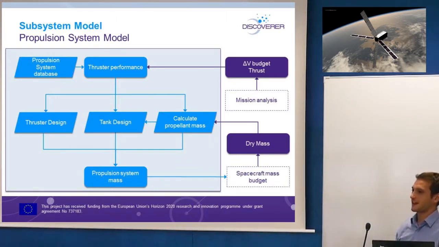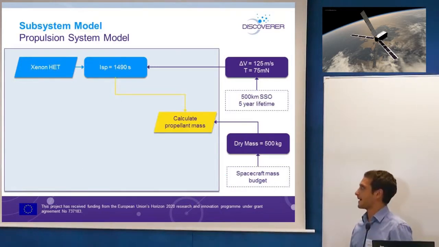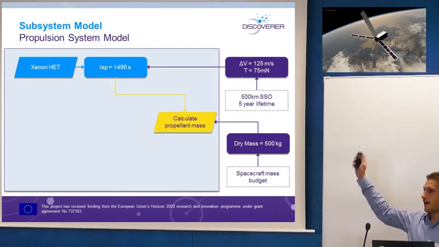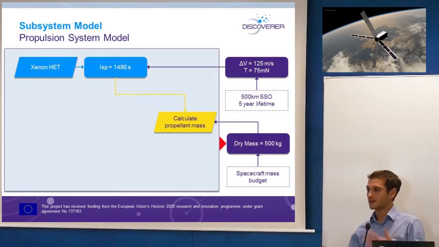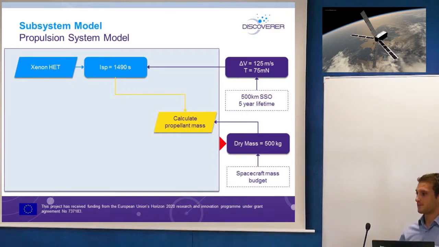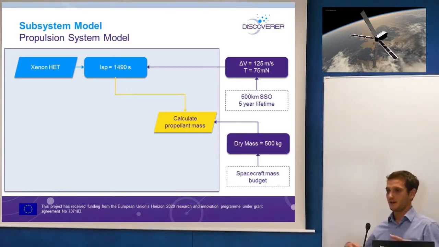So I'm going to go through this in stages, add everything up, and show you a couple of different examples of the individual models that feed into this and how we use them. I'm going to start off with the propellant mass, and I've given some variables for our mission. So we've got a spacecraft with a dry mass of 500 kilograms. We can find this out from the basic mass budget.